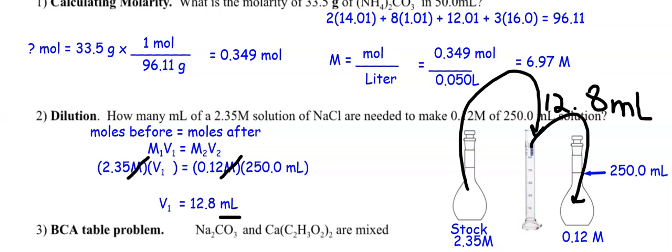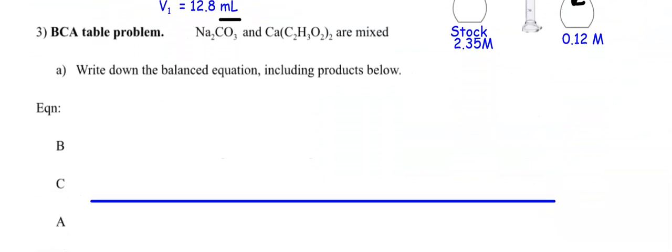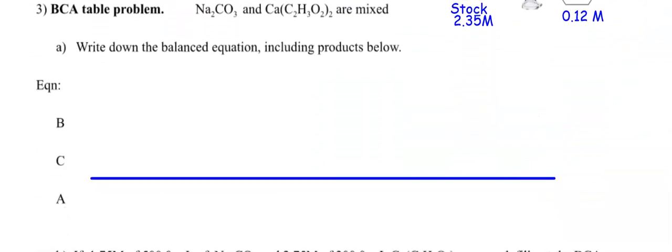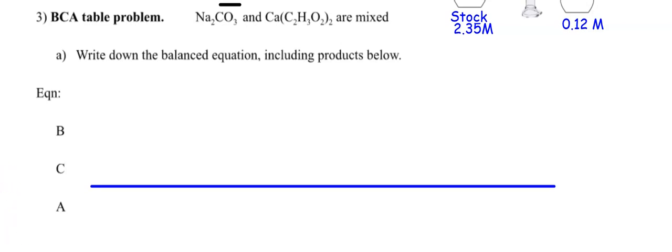Let's go on to the next problem. So it says, write out the balanced equation, including products, all right? So what's going on here? I am going to combine sodium carbonate and calcium acetate. Well, how are you going to predict the products on this one?